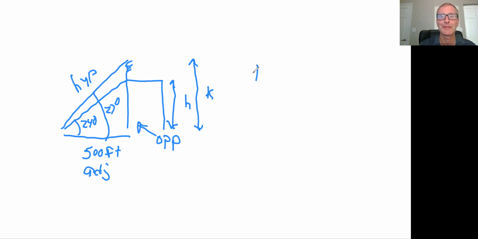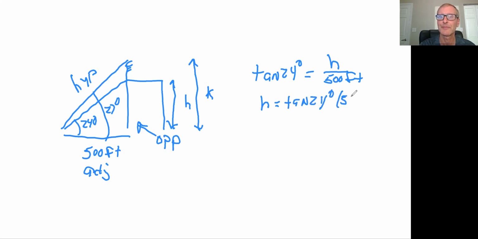And so again, to calculate H, we would have tan of the smaller angle, 24 degrees, equals opposite, which is H, over hypotenuse, which is 500 feet. So when you do that calculation, you would have tan of 24 degrees times 500 feet. So again, you need a calculator, and on my iPhone, those calculators are available as well.